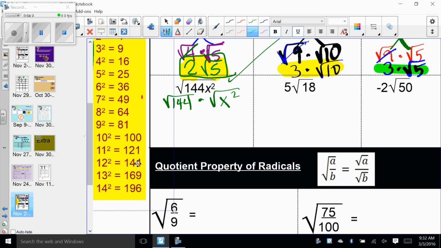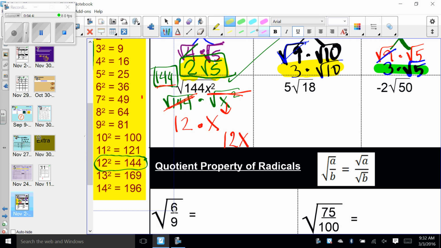Okay, square root of 144 is right here. That means there's a square that has the area of 144. What's the side of that square? It's 12. So that one's done. And when we do this property here, squaring and square rooting are opposites, so just an x drops out here. So my final answer is just 12x.